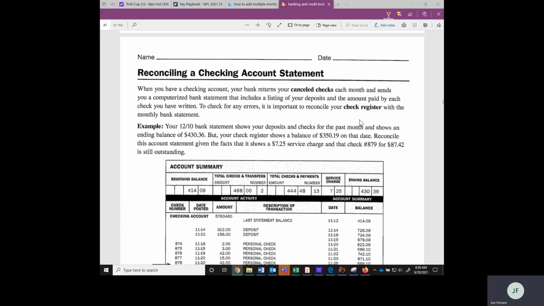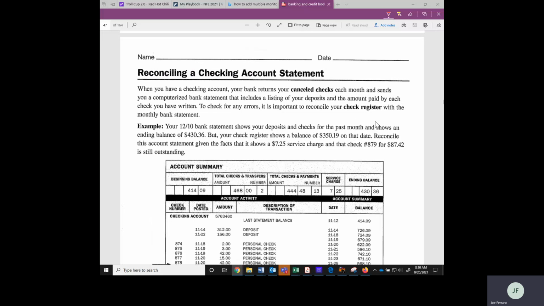But still, sometimes things are missing, either someone you have written a check out to hasn't deposited it yet, or you deposited something in the bank earlier in the day and maybe it hasn't gone through the bank yet. So that's what we're going to look at today, making sure that you and the bank are on the same page, basically.